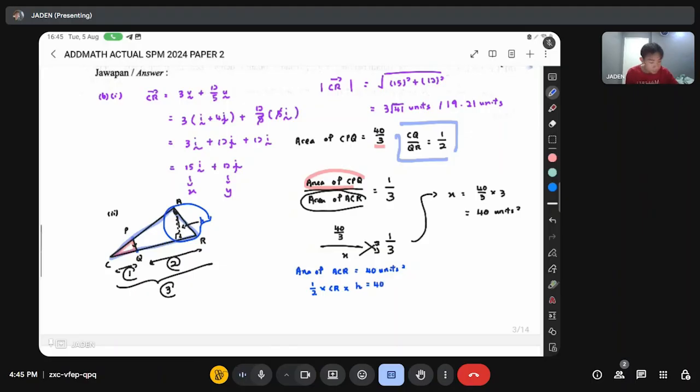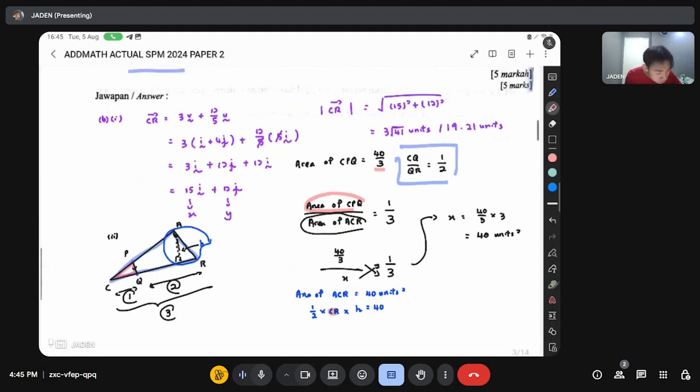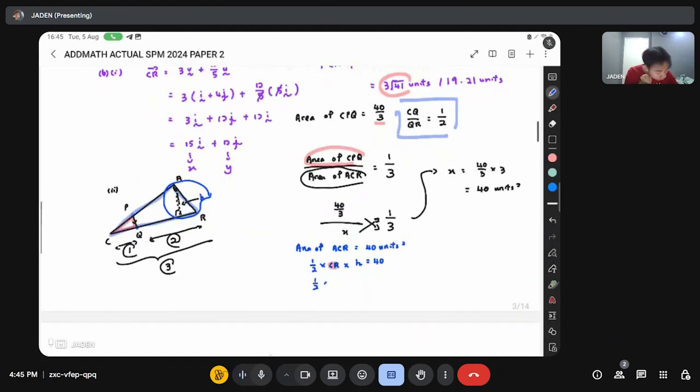Okay, then what is my CR? Good news is you have just found your CR here, 3 sub 41. So 1 over 2 times 3 sub 41 times h equals 40. h is actually 40 divided by 1 over 2 times 3 sub 41. And you want to end up with the answer 4.165 units. And that is how you solve B2.